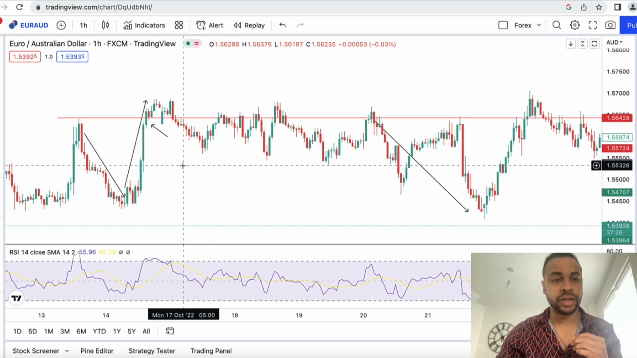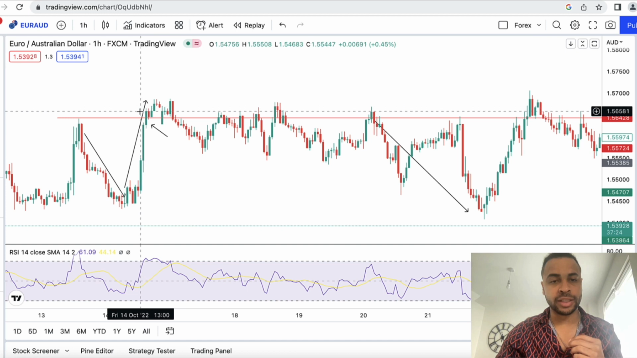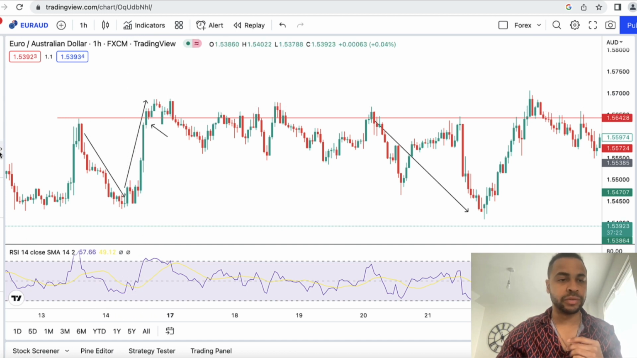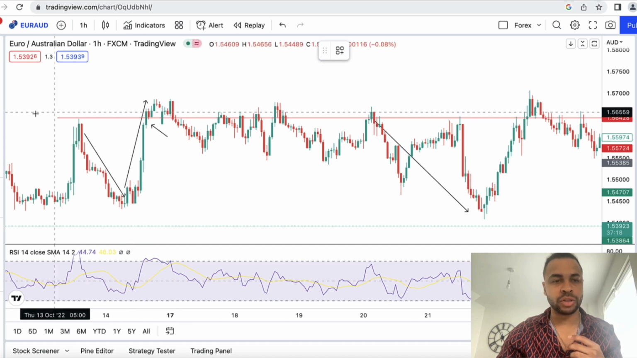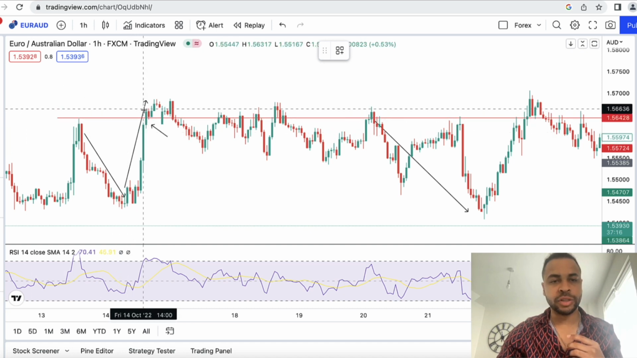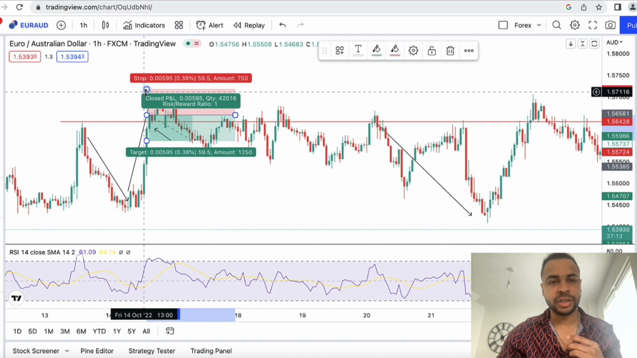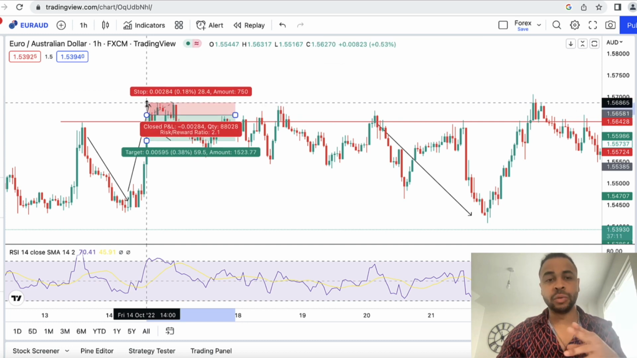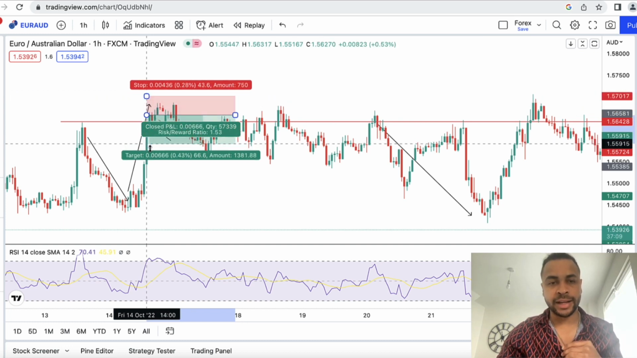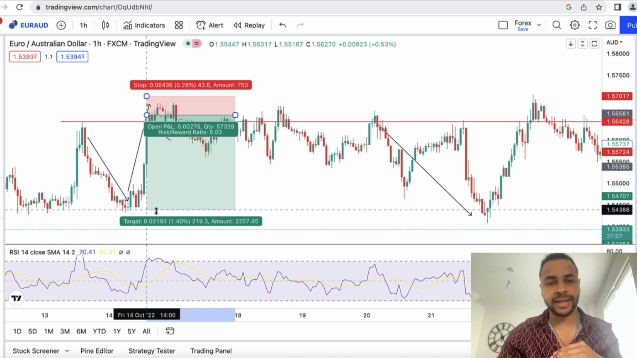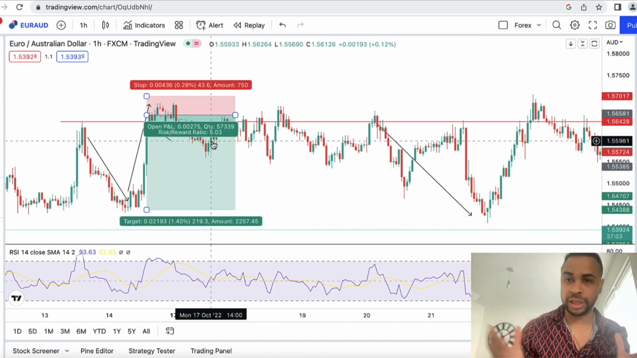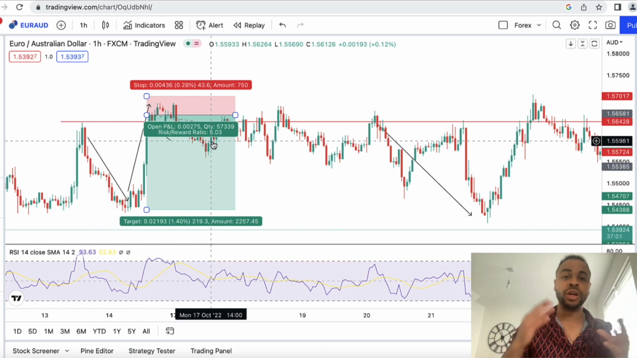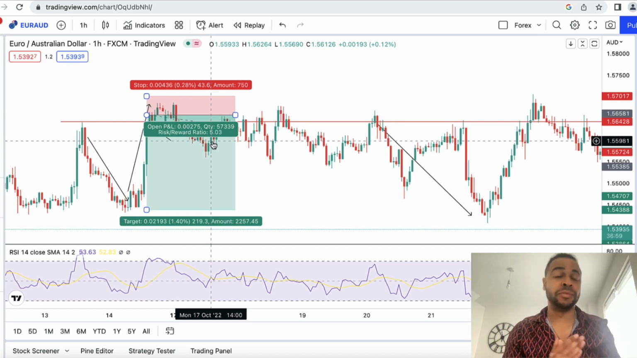As you can see, if you had gotten in here at the top of this candle, you would have effectively gained, assuming you set a stop loss above the high of this market, and then you brought your take profit all the way down to this point, you'd have got a 5-to-1 reward to risk ratio. That's a very, very nice trade.